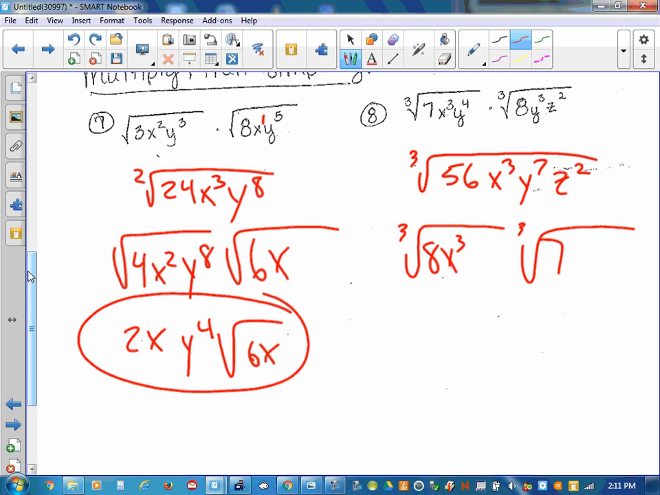Does 3 divide into 7? No. So I drop it down a power, make it y to the sixth, and y is left over. And then z squared, there's nothing to divide the 3 into, so the whole thing is junk. I'll throw it at the end. Now I can finish this off. I get 2xy squared, cube root of 7yz squared.